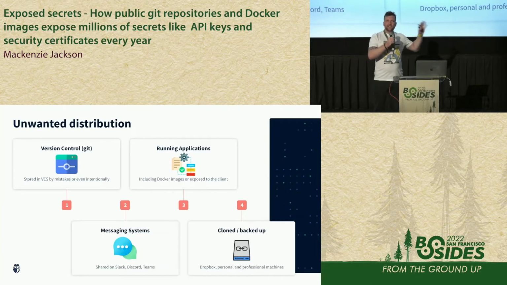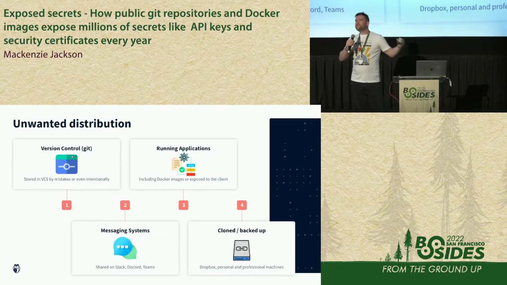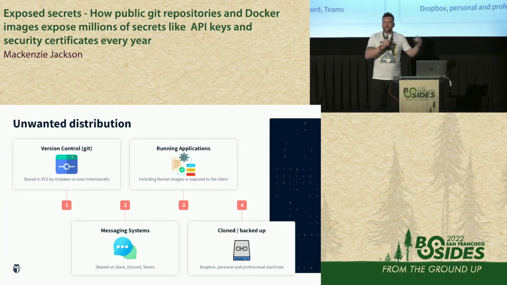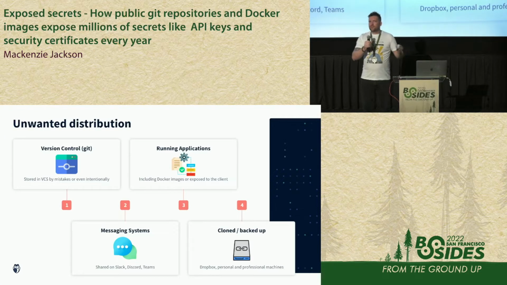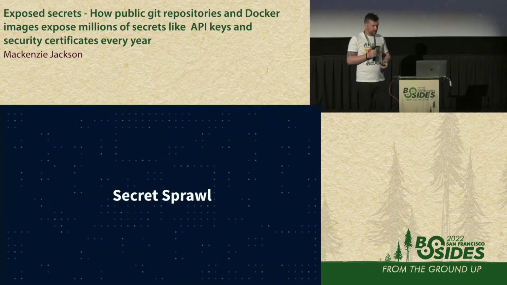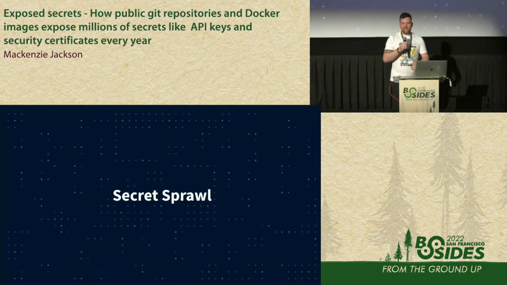And the biggest thing is that we have no idea where these secrets are. They started off in our nice secrets management system. We shared them with a developer to do their job, and now they're everywhere. And our attack surface that attackers can target to try and find them is huge. But we don't know how big it is because we have no visibility over where they are. All right, so this is what we call secret sprawl.